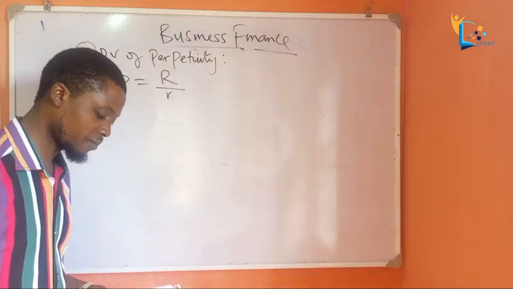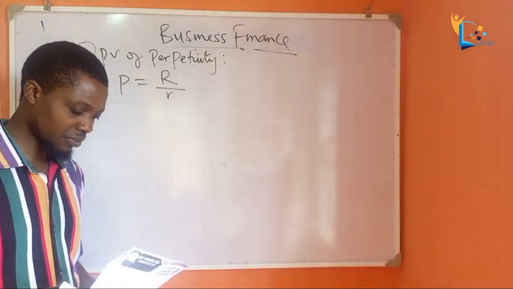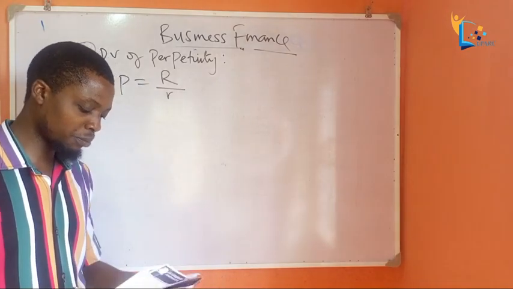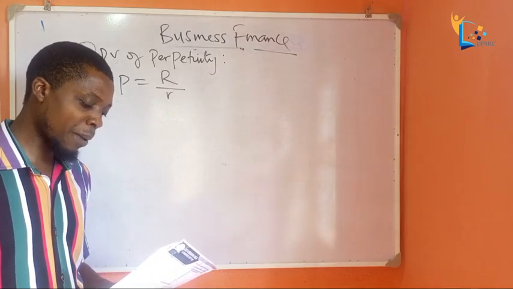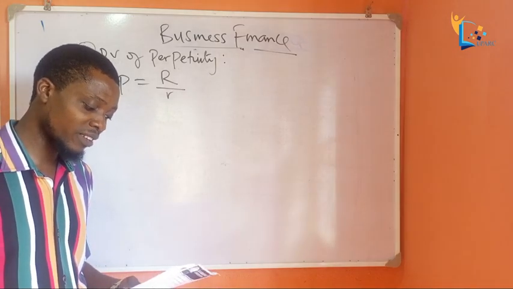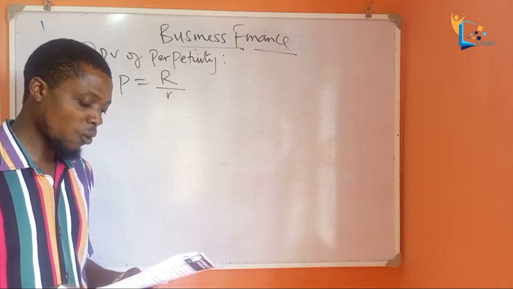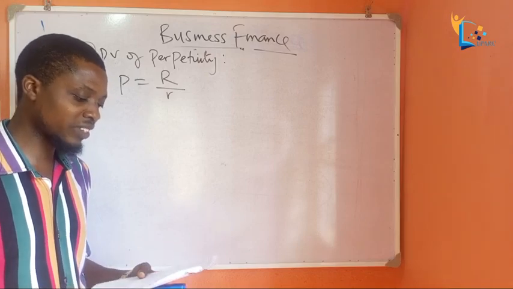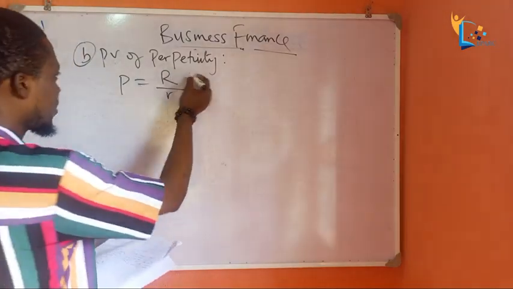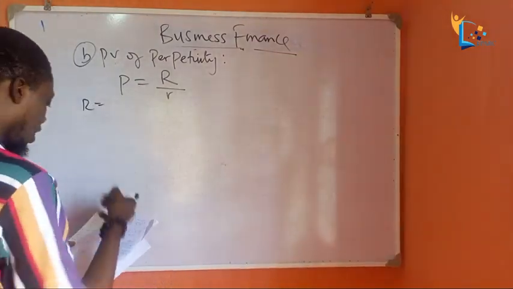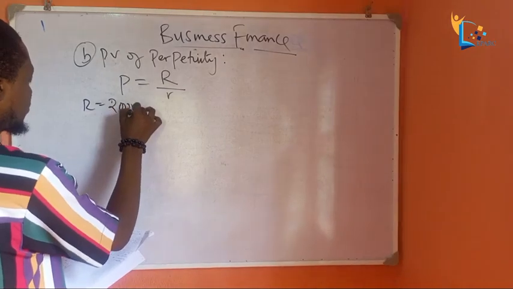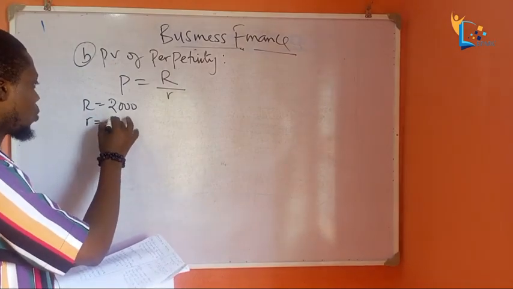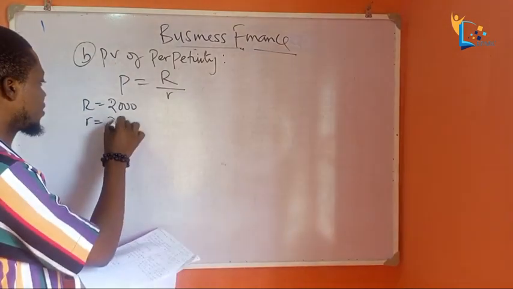We have a question here. It says an investor in E Plus PLC expects a perpetual sum of 2,000 naira annually from his investment in the company. What is the present value of the perpetuity if his interest rate is 20%? Now, the big R here is 2,000 naira, the perpetual sum of investment, while the small r here is the discount, that is 20%.